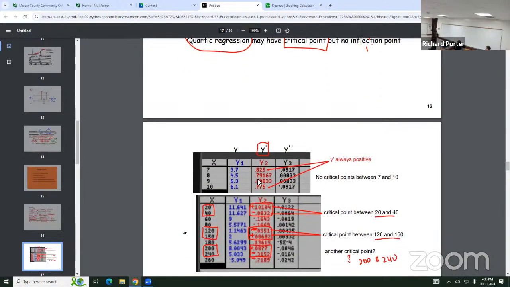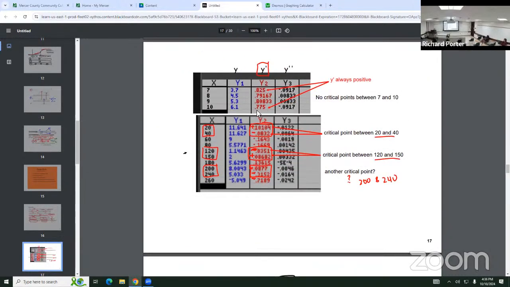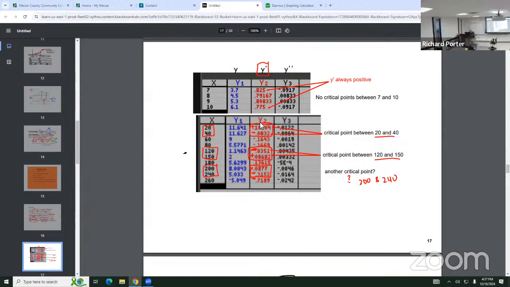So for example, how are you going to know? When you look at a table, what you can see is they change sign. Remember I talked to you about that rule, one of the theorems we didn't really go over well, the intermediate value theorem. So I just have a table here with numbers on it. Between 20 and 40 on the X, you'll see that y2, the first derivative, went from positive to negative. That means there's a critical point at some point between 20 and 40.